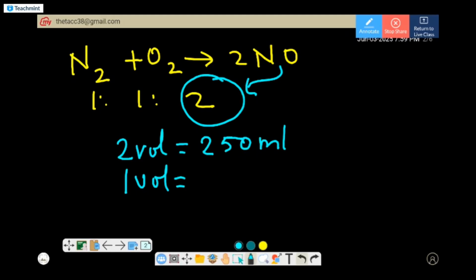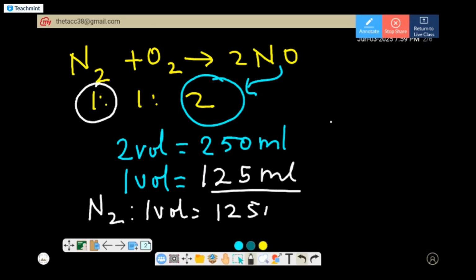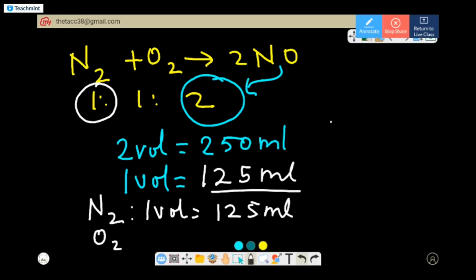Ma'am, 125. Yes, it's going to be 125. So wherever you see 1 volume, technically how much ml is it considering? It is 125. So now we just need to know how much N2. N2 is representing 1 volume, and 1 volume means 125 ml. Oxygen is also representing 1 volume, so O2 also has 1 volume, and 1 volume means 125 ml. And that's it. This was what they were asking.